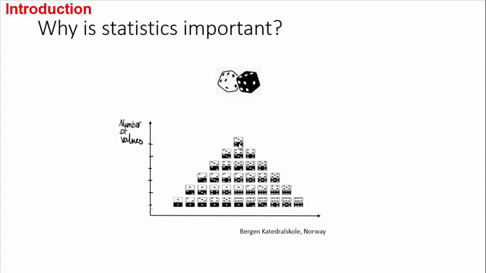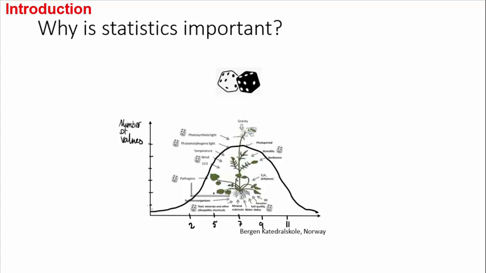We see that the value 7, for example 4 plus 3, has 6 different combinations, while the result 2 only has one combination. In other words, the values from rolling 2 dice will have something that approaches a normal distribution. And this is a very important principle in biology.